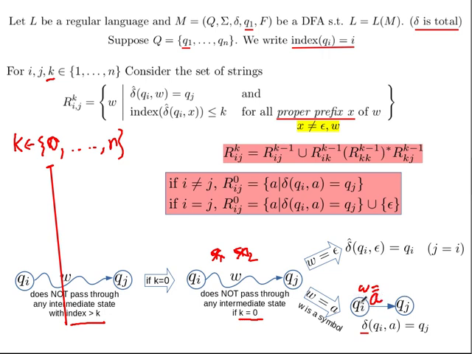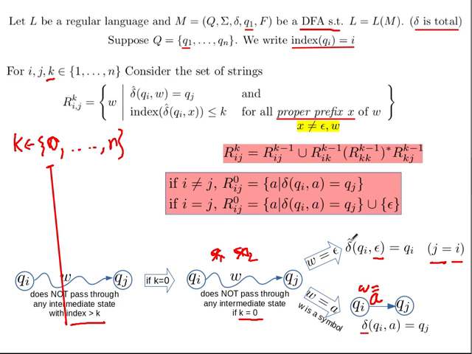Okay. Another possibility is that this path is actually of 0 length. And 0 length means this qi and qj are the same. So j is equal to i, and then what string are we talking about here? It's an empty string, right? Since we are talking about a DFA, you see that there is no epsilon transition, right?